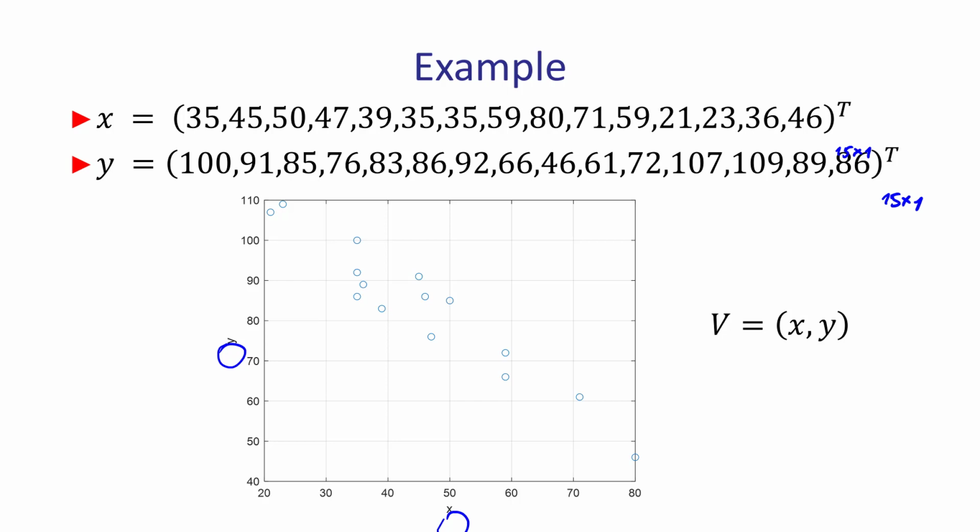Now, matrix V will have only two columns. One will be the x column, and the other will be the y column. So it will be a matrix which is 15 by 2. I just stuck together vector x and vector y. I want to do principal component analysis on those two vectors and matrix V.